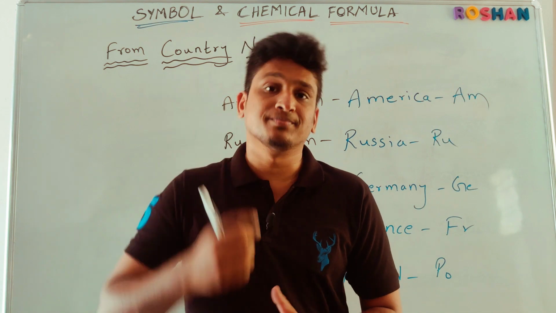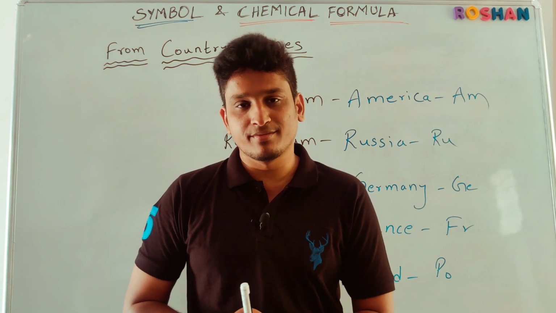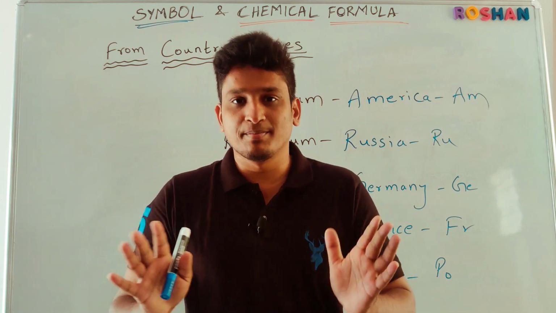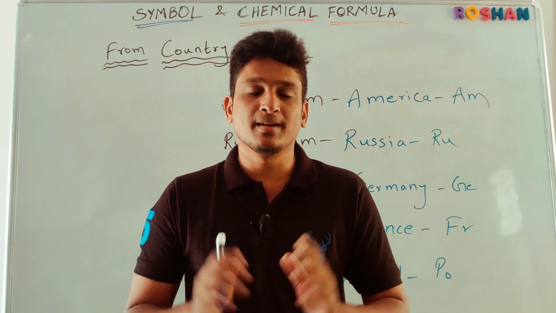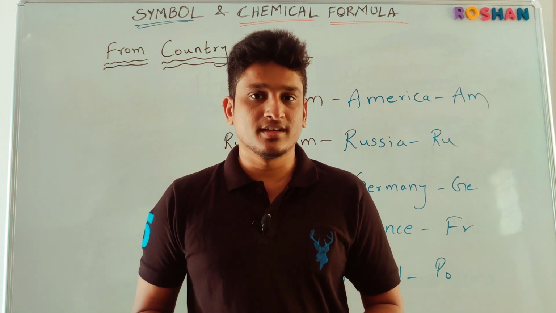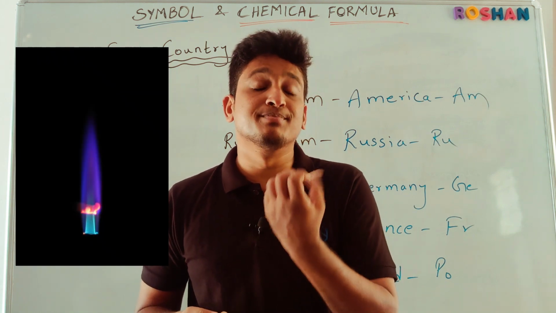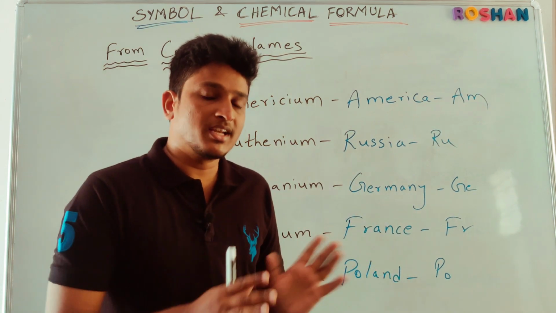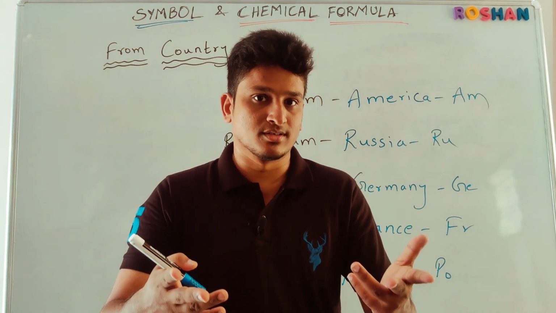For example, indium. The indium element is named after which country, students? Is it India? The answer is no. There is no element in the periodic table which is named after India. Indium is named after its indigo color, the element's burning color, which is indigo. So, got the clarity? Now let's see, some elements are named based on planet names also, and scientist names.